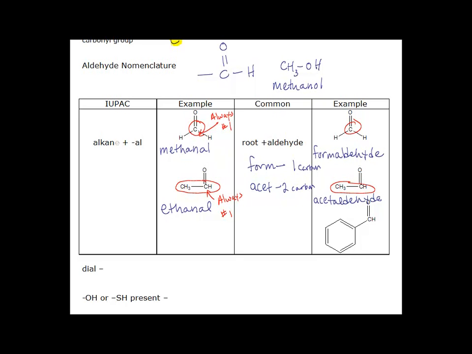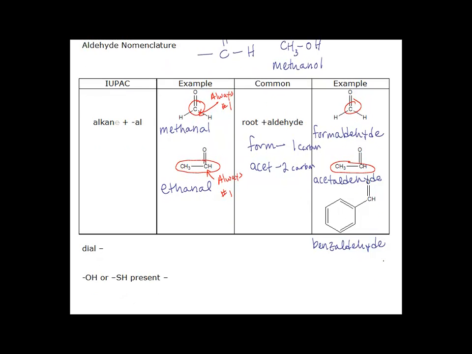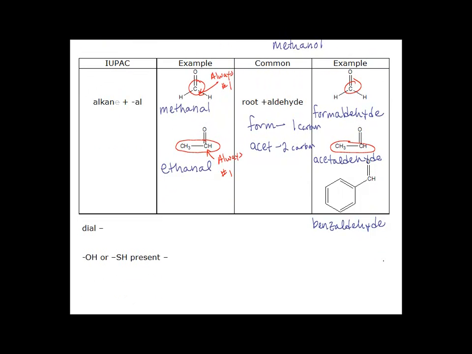Now, another structure from your orange flashcards that's in the common section is this benzene with an aldehyde on it. This is called benzaldehyde. So make sure you're familiar with those orange flashcard structures. Now, with alcohols, we had diols. With aldehydes, you can also have dials, so that's 2 aldehydes being present.